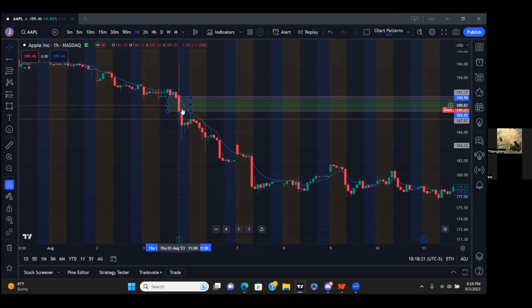Okay. So what does that tell you right now? It tells you that we're at some type of resistance. That doesn't mean that we can't rip through, but if we do start to fall, right?